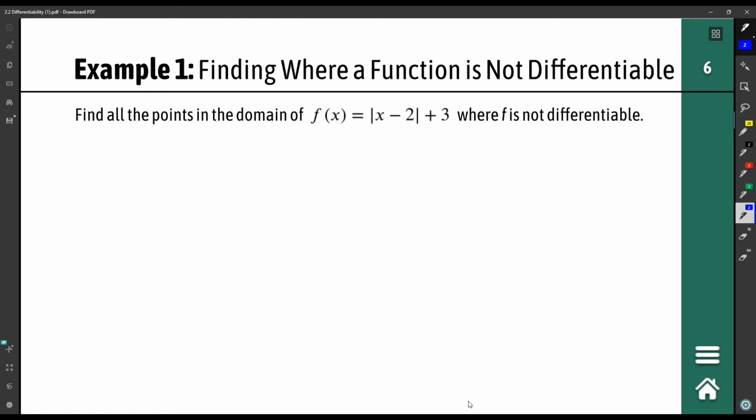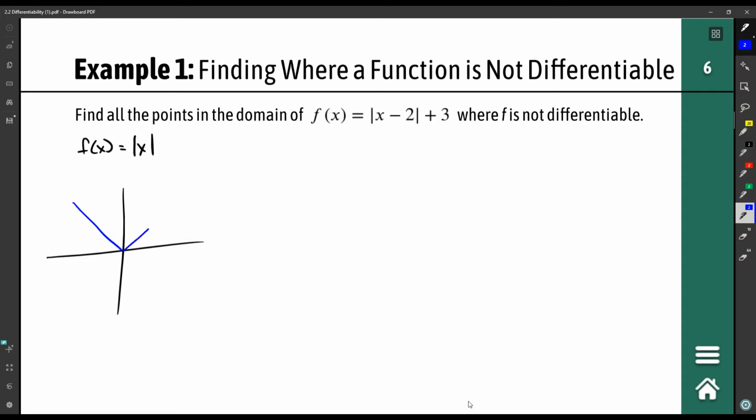So here's an example. Find where the function's not differentiable. Find all the points in the domain of f of x equals the absolute value of x minus 2, plus 3, where f is not differentiable. So let's do this entirely with a graphical mindset. We know this is essentially the graph of a parent function, f of x equals absolute value of x. And we already found out in the previous slide that function is not differentiable at x equals 0 because it has a corner point.